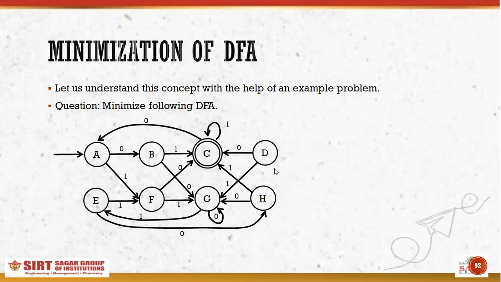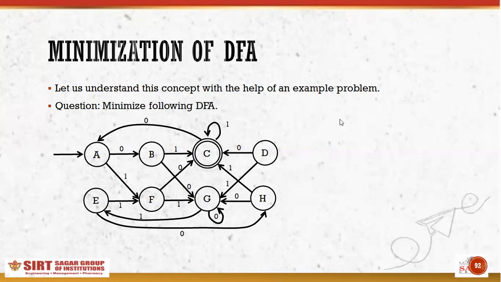This is a somewhat complex machine having 8 states in it, where A is the initial state and C is the final state. And I have to minimize this machine. So what are the steps? I will count the total number of states over here. There are 8 states.